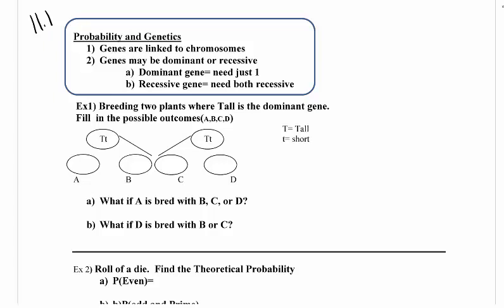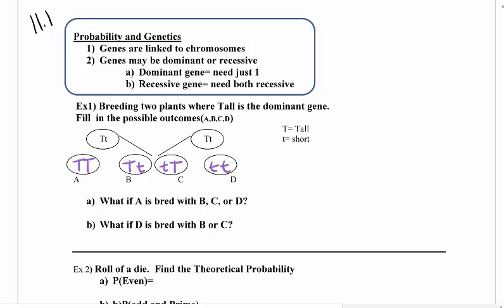You're breeding two plants where tall is the dominant gene. Fill in the possible outcomes for A, B, C, and D. So we have two tall plants, but in this case they have only one tall gene. Now they could have had two, but in this case we're having one tall gene and then one short gene. So for these pieces, we're just listing what are the possibilities. So we could get a tall and a tall. We could get a tall and a short. We could start off with a short and tall, or we could get short and short.